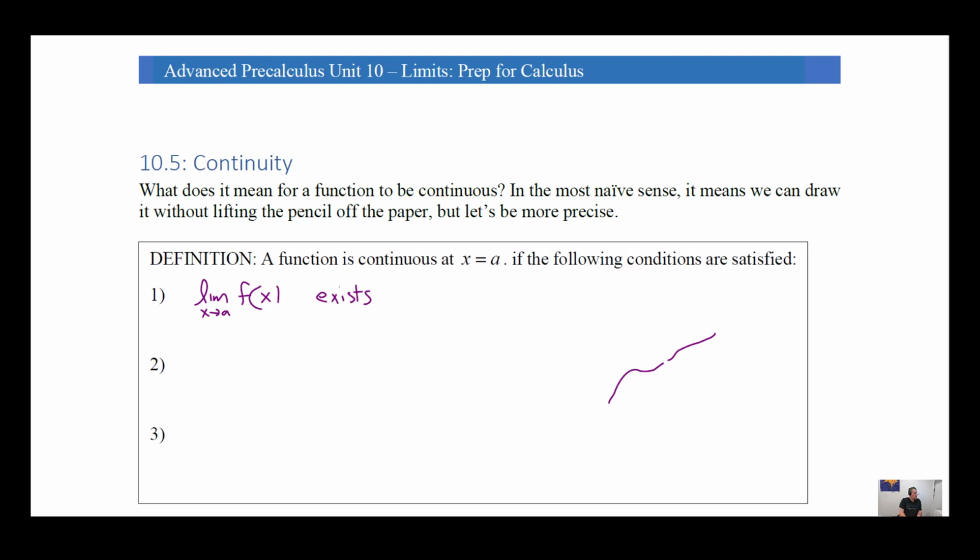Then the second condition is that f of a has to exist. So we're going to have an output at that particular point. And the last condition is that they be equal. I need these two things to be equal to each other. So I have a limit, it approaches something. I have a value at that point, and I need to make sure that the value that I provide fills in the spot that the limit was going towards. And this is what's going to force continuity. So again, the limit exists, the functional value exists, so there's no open hole, there is a place, and those two things happen to be equal.